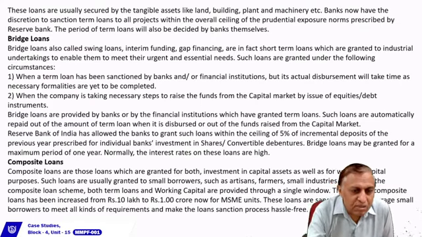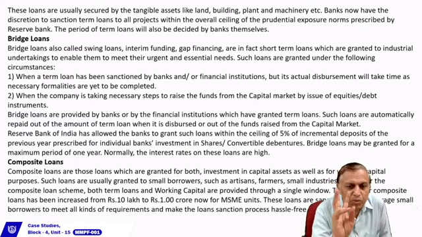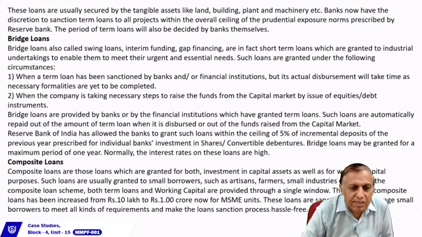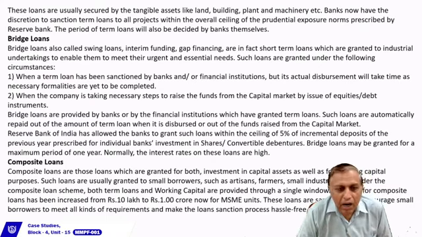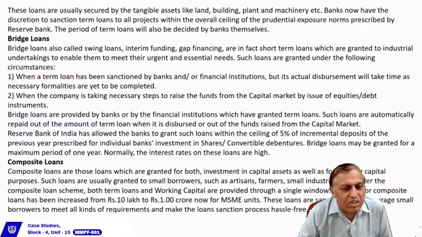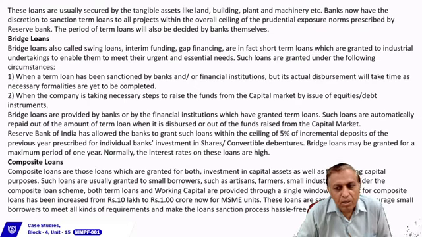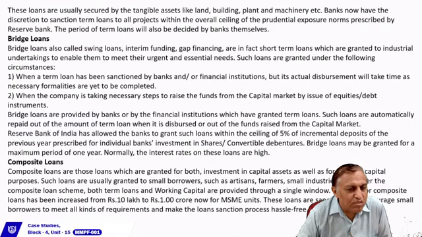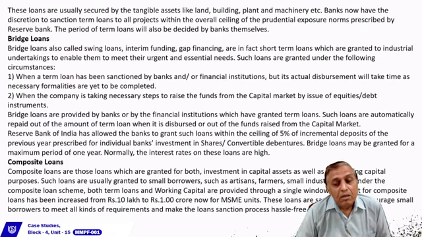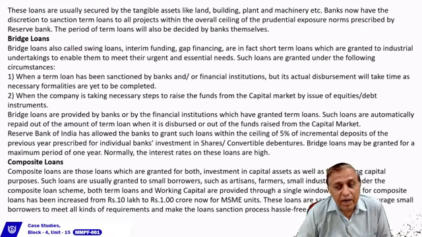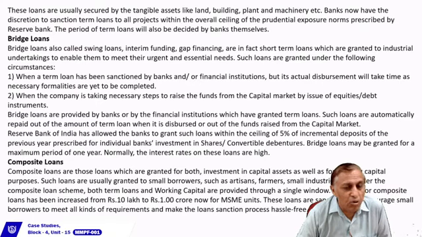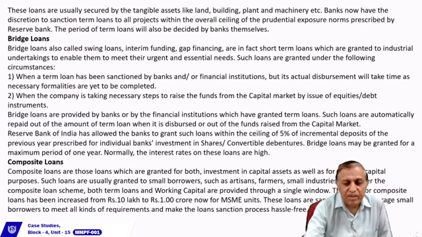Composite loans are those which cover working capital as well as the term loan. Under the composite loan scheme, both term loans and working capital are provided through a single window. The limit for composite loans has been increased from 10 lakh to 1 crore now for MSME units. These loans are sanctioned to encourage small borrowers to meet all kinds of requirements and make the loan sanction process hassle-free.